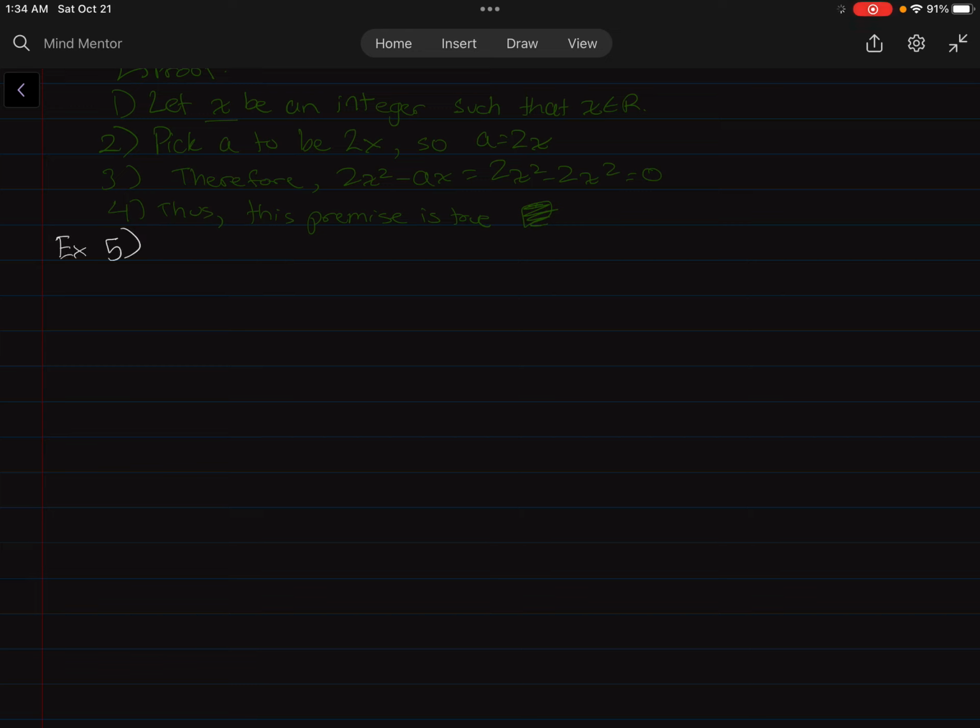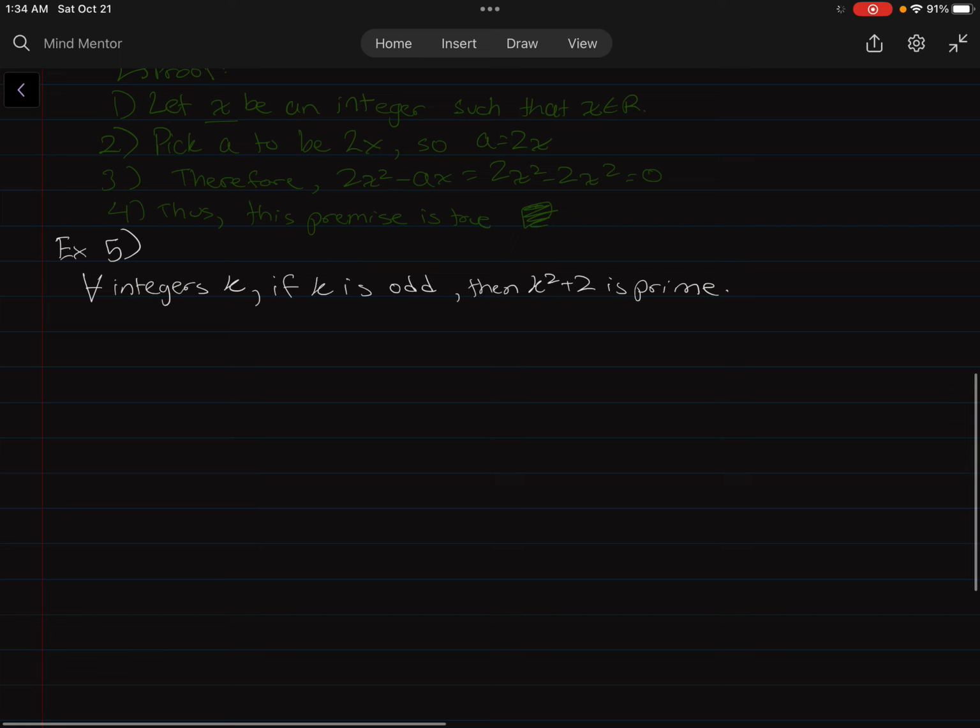Example number 5, which states, for all integers k, if k is odd, then k squared plus 2 is prime. So how do we prove an example like this? Well, this is a for all case, and I forgot to mention that the question told me that this is false. So this is information that I have.